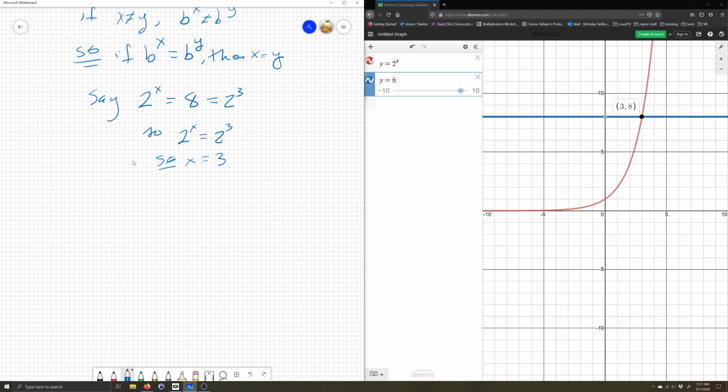And I can make this a little more complicated. I could say, suppose 2 to the 3x minus 1 equals 2 to the 5x plus 4. And actually, it doesn't matter what the base is here, but we'll just make it 3 and 3 just for a change. So the bases are the same. So that means that 3x minus 1 and 5x plus 4 have to equal each other.